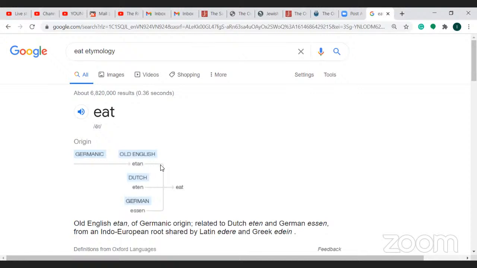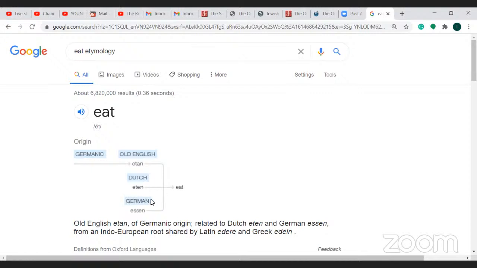We follow this arrow line again, and we see Dutch. We see the highlighted word Dutch, and beneath that we see eten. Then we see the arrow tail and then the arrow head pointing here to English. So this would be the modern English word eat.